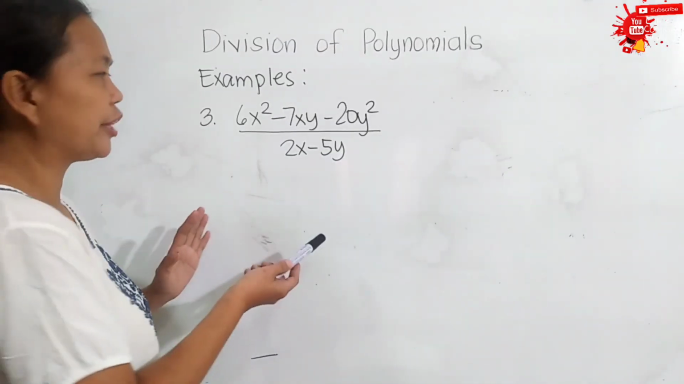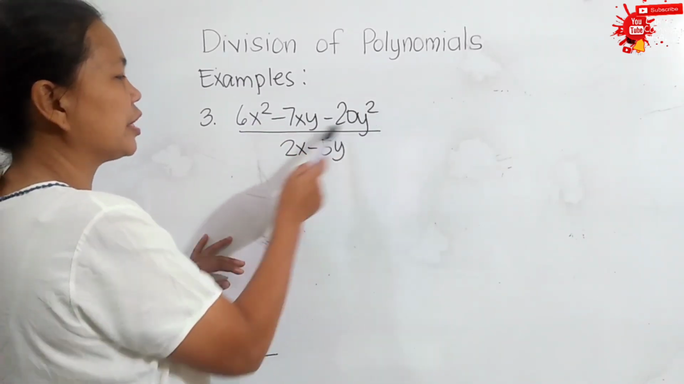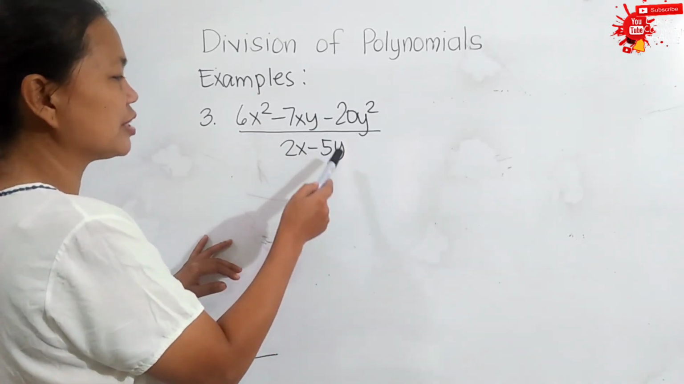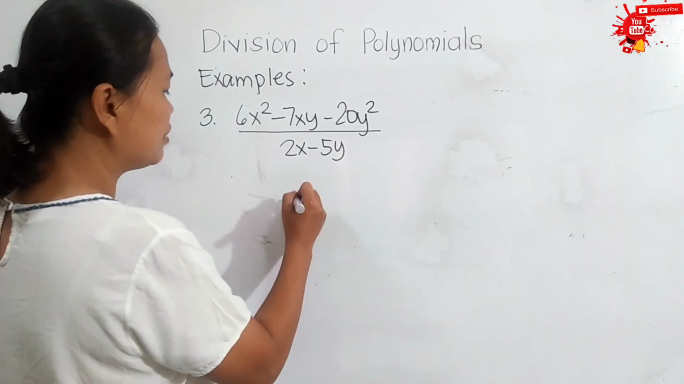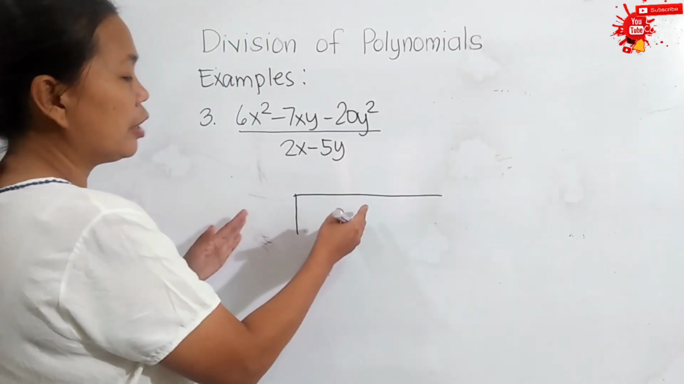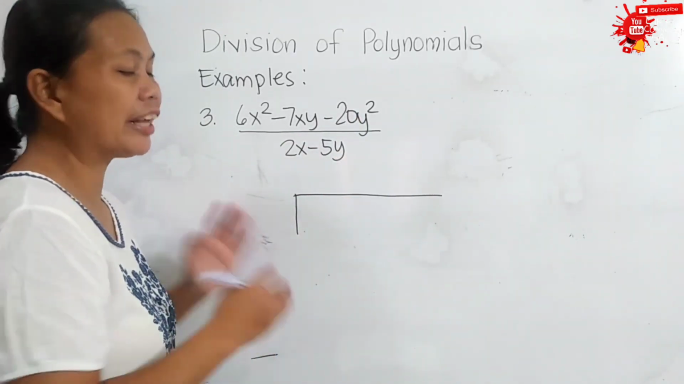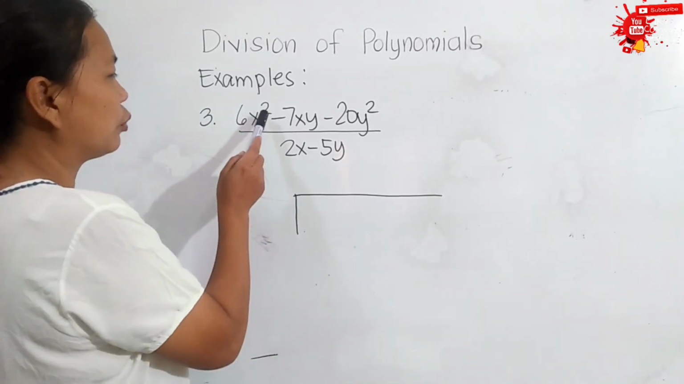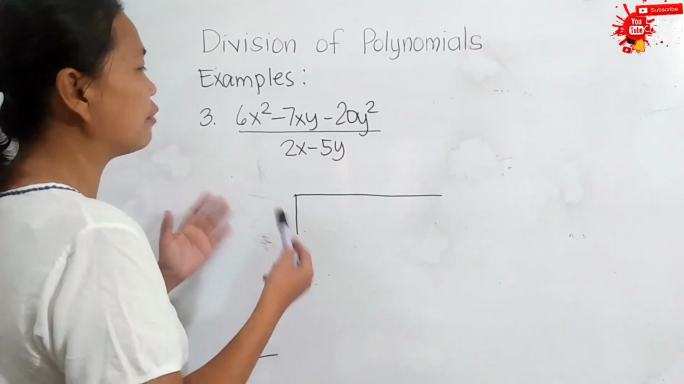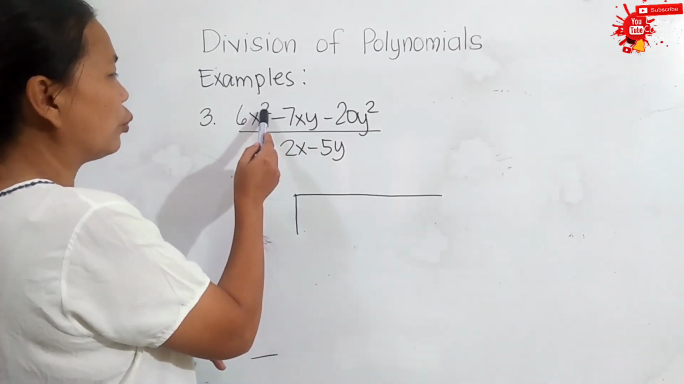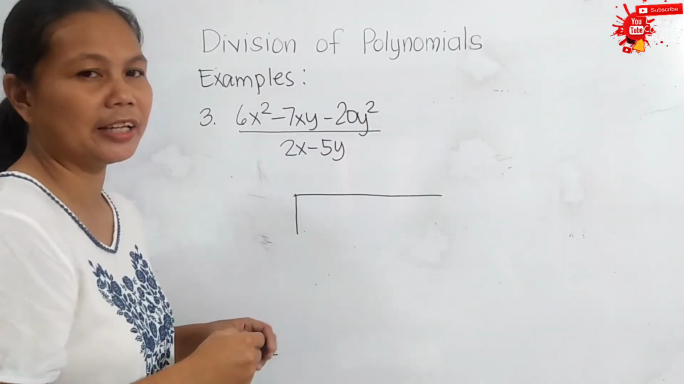Let us discuss example number 3. We are given here 6x squared minus 7xy minus 20y squared all over 2x minus 5y. So this is just like division of polynomial by polynomial, so we will use the long division method. But before we write it in our division symbol, see to it that the given dividend and divisor are written in standard form. We have here 2, 2, 2, so the degrees are the same. So let us just arrange it alphabetically. We have x, then 2, 1, 0, then ascending for y, so 0, 1, 2. So this is written in its standard form.